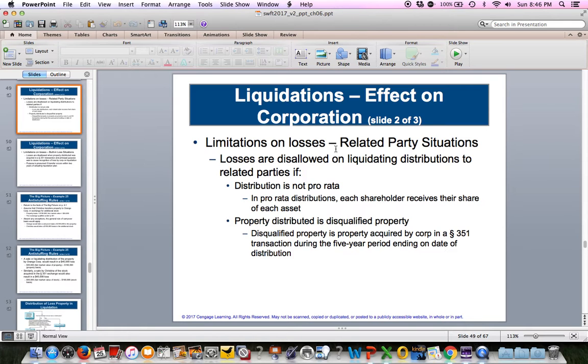Limitations on losses for related party situations: losses are disallowed on liquidating distributions to related parties if the distribution is not pro rata, or if the property distributed is disqualified property. In pro rata distributions, each shareholder receives their share of each asset. Disqualified property is property acquired by a corp in a Section 351 transaction during the 5-year period ended on the date of distribution.